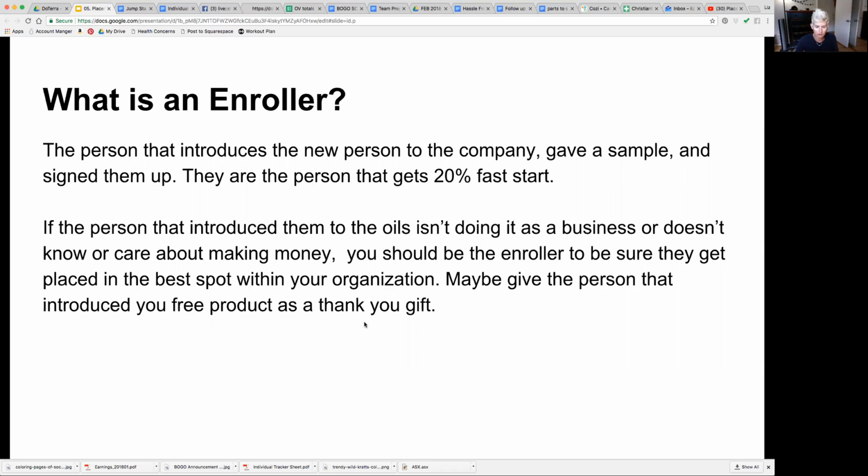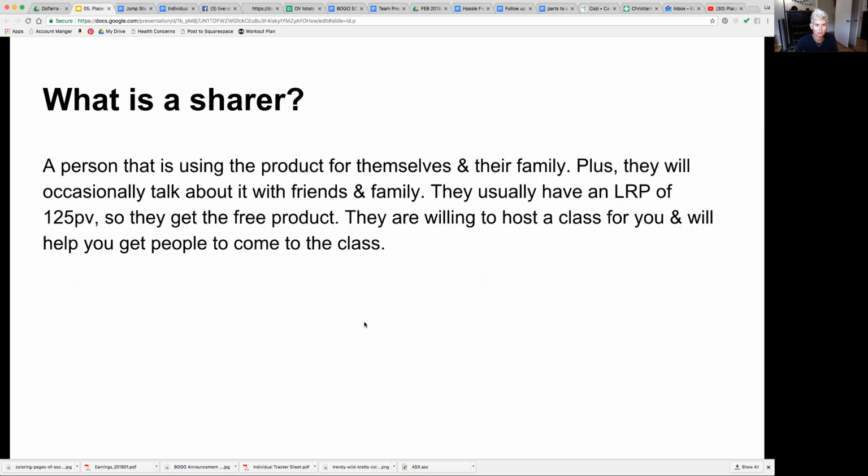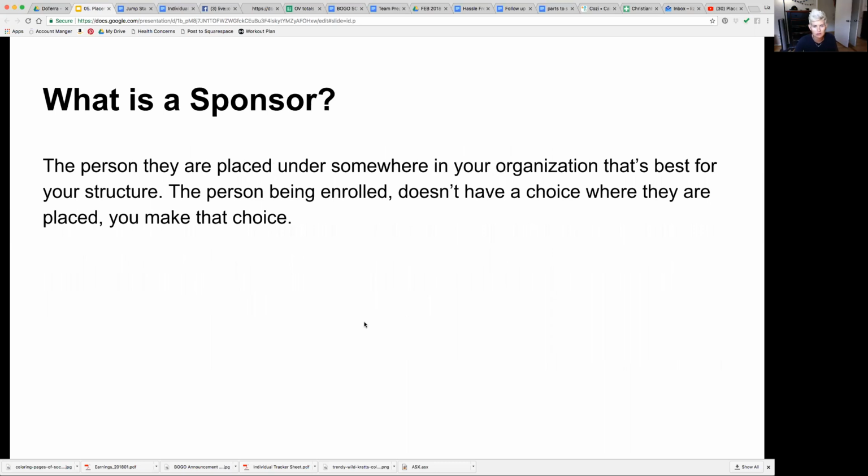The next word that I want you to keep in mind is sponsor. What is a sponsor? So you've got enroller and sponsor. When you're actually going through and signing and enrolling somebody and typing in all their information, something comes about where it says who's their enroller and who's their sponsor. Sponsor is actually just another word for where they're placed in your organization. So the person they are placed under somewhere in your organization that's best for your structure.